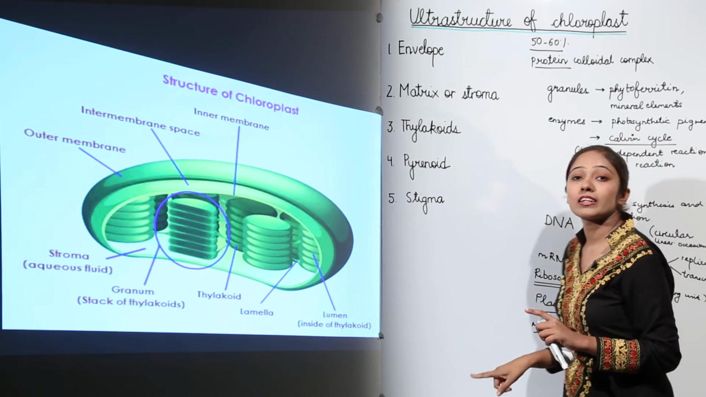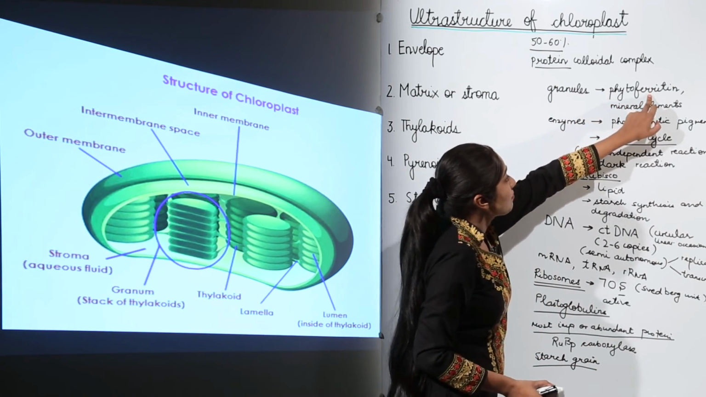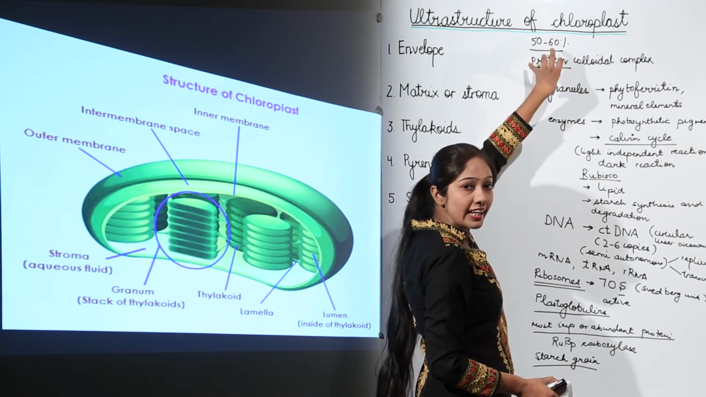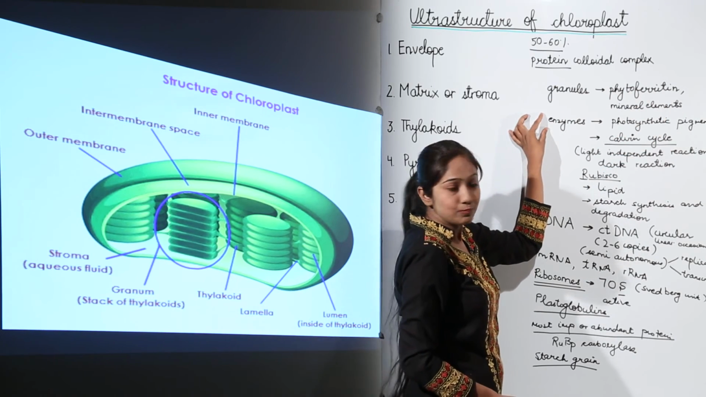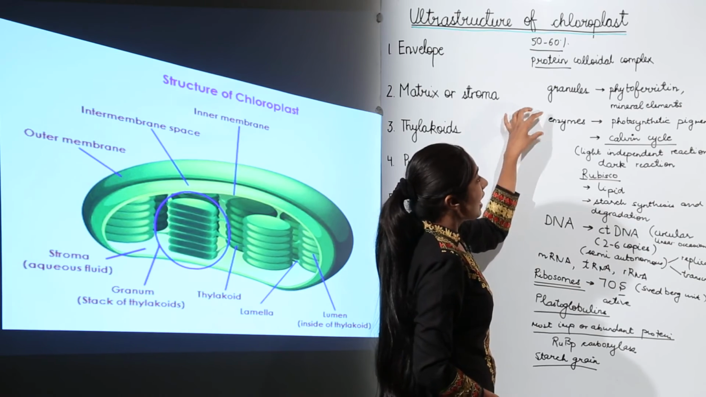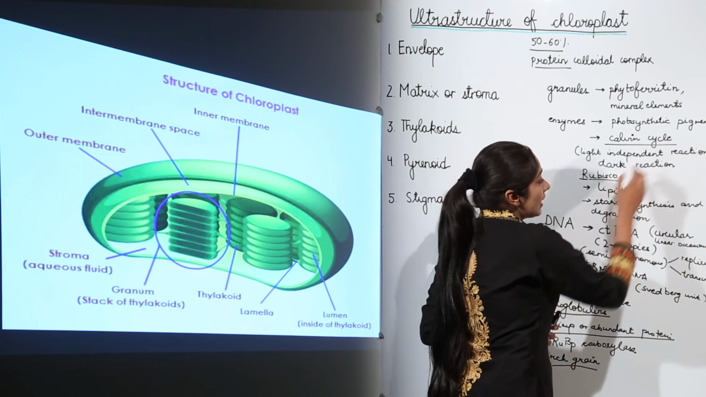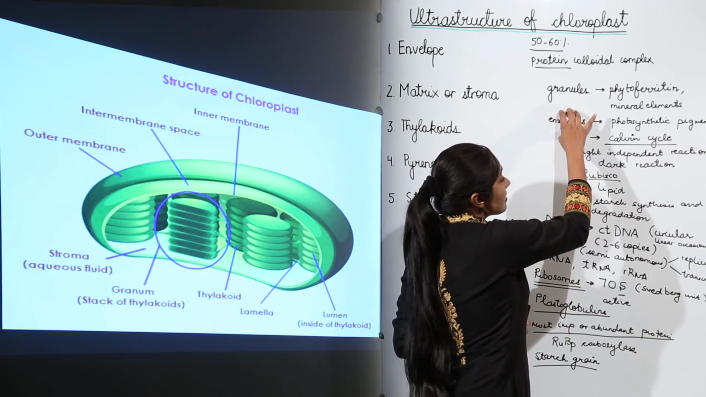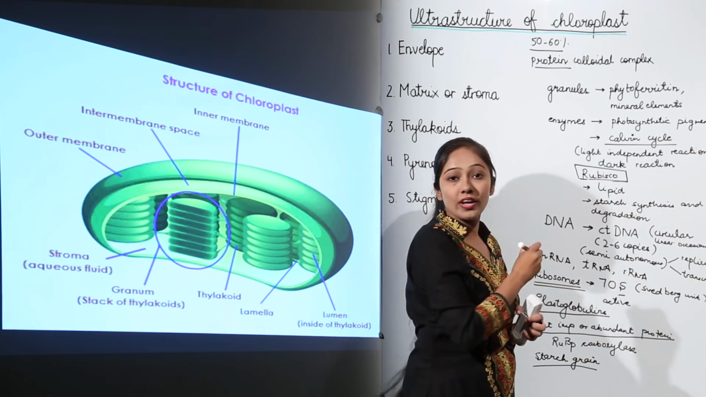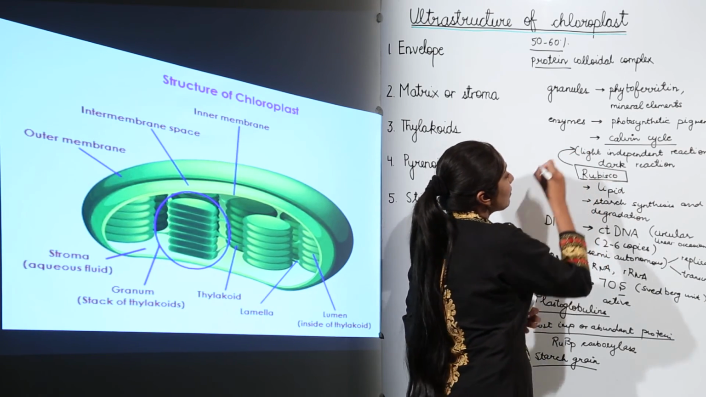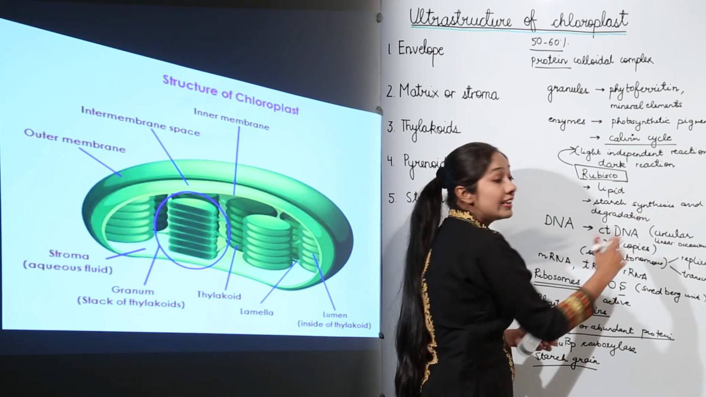And what else does this matrix or stroma contain? It contains granules, phytoferritin and some mineral elements. You can remember this as mineral elements. Then the enzymes. These enzymes have a very important function. They help in the synthesis of photosynthetic pigments. There are certain key enzymes, like I told you about rubisco. This rubisco is a key enzyme which helps the plants to carry out the light independent reaction or the dark reaction. The enzymes also perform lipid and starch synthesis and degradation.